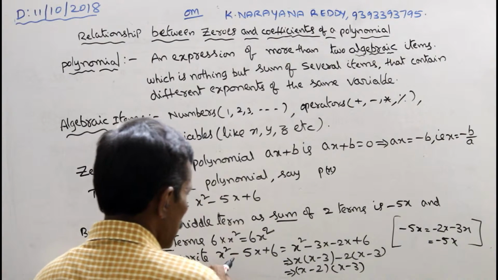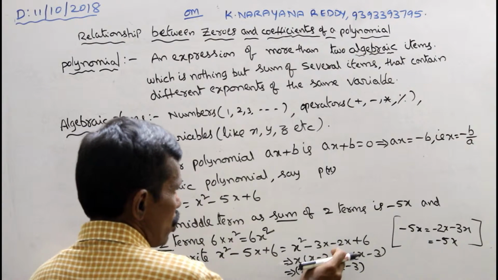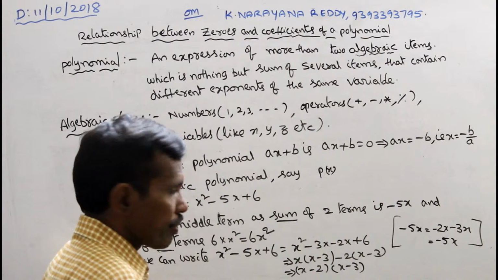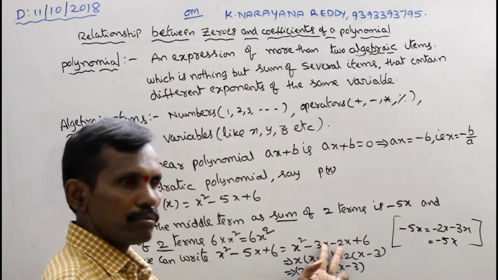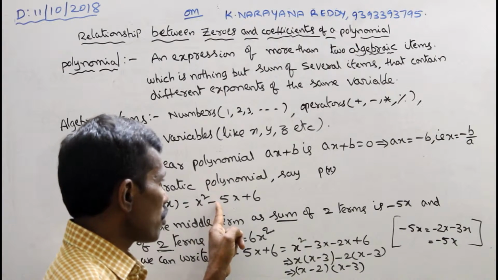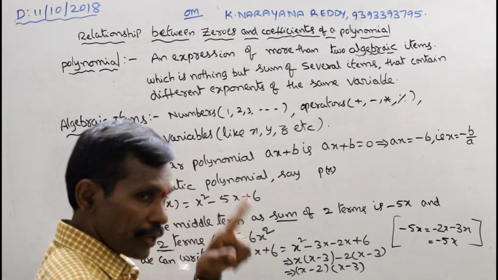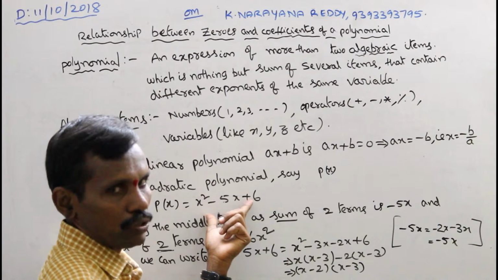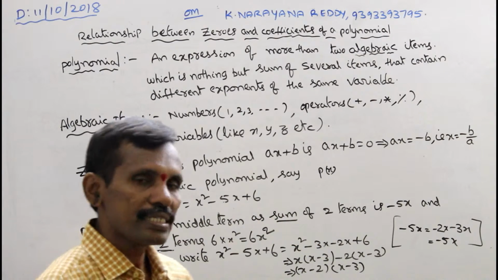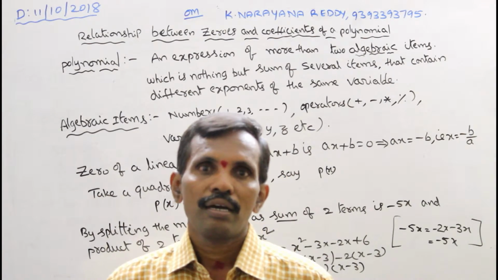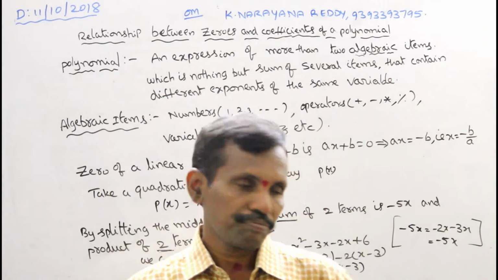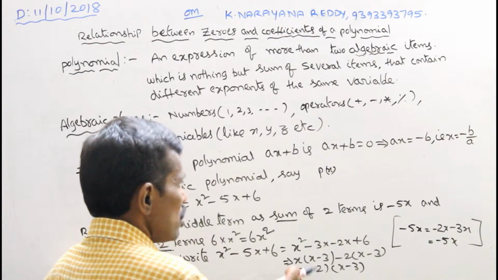6x square means 6 into x square. So what do you get? 6. Same. So sum or subtraction, this one the middle term, sum of 2 terms, middle term, and product is this one, 6x square. That is the condition for solving a quadratic expression, also a quadratic polynomial. So what do you get?